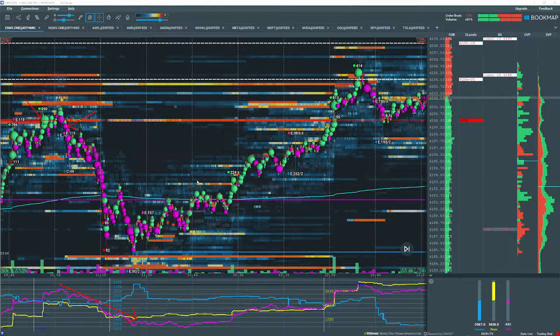So that was the first setup, short setup, confirmed and pretty clear to see in the hedging flow in Hero as well as the order flow in Bookmap. All right, let's go back to Hero now.